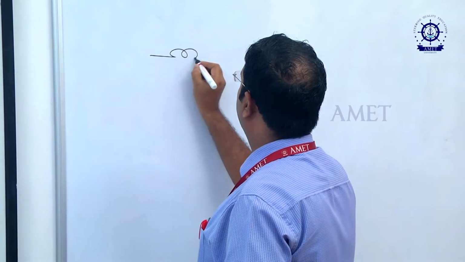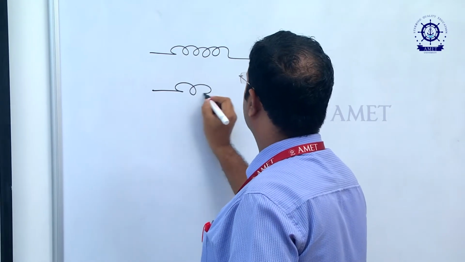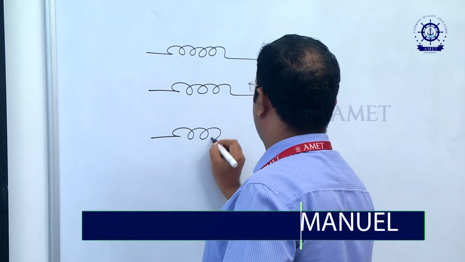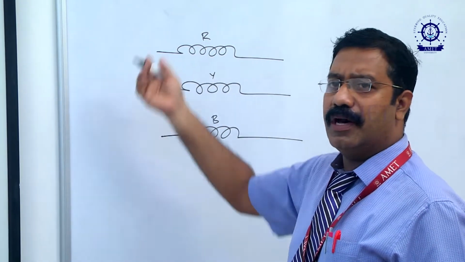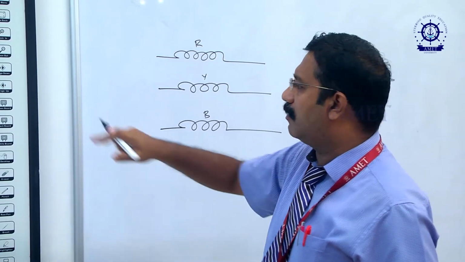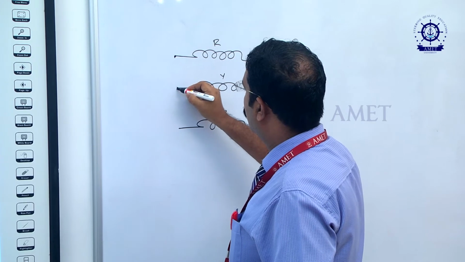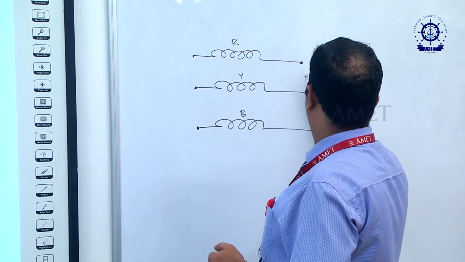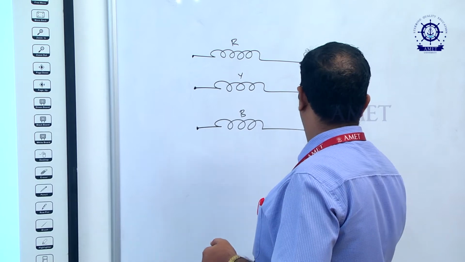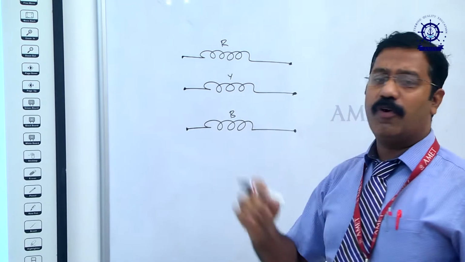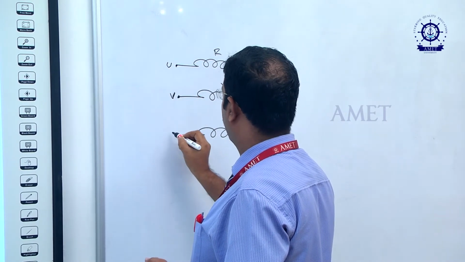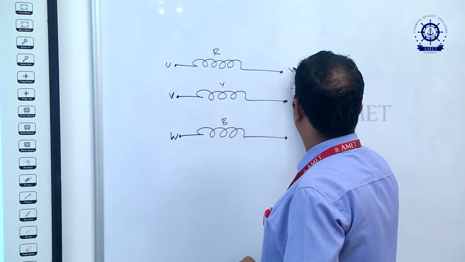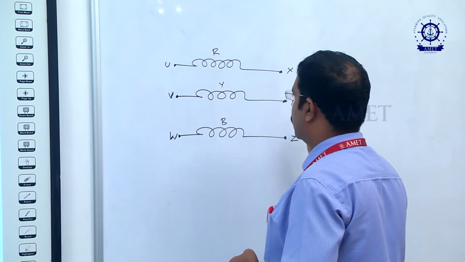It's a 3-phase winding. You will have 3 windings, 1, 2 and 3. We will call them R phase, Y phase and B phase. In the terminal box there will be 6 terminals, 1, 2, 3, 4, 5 and 6. But they will not be named 1 to 6; they will be named U, V, W, X, Y and Z.